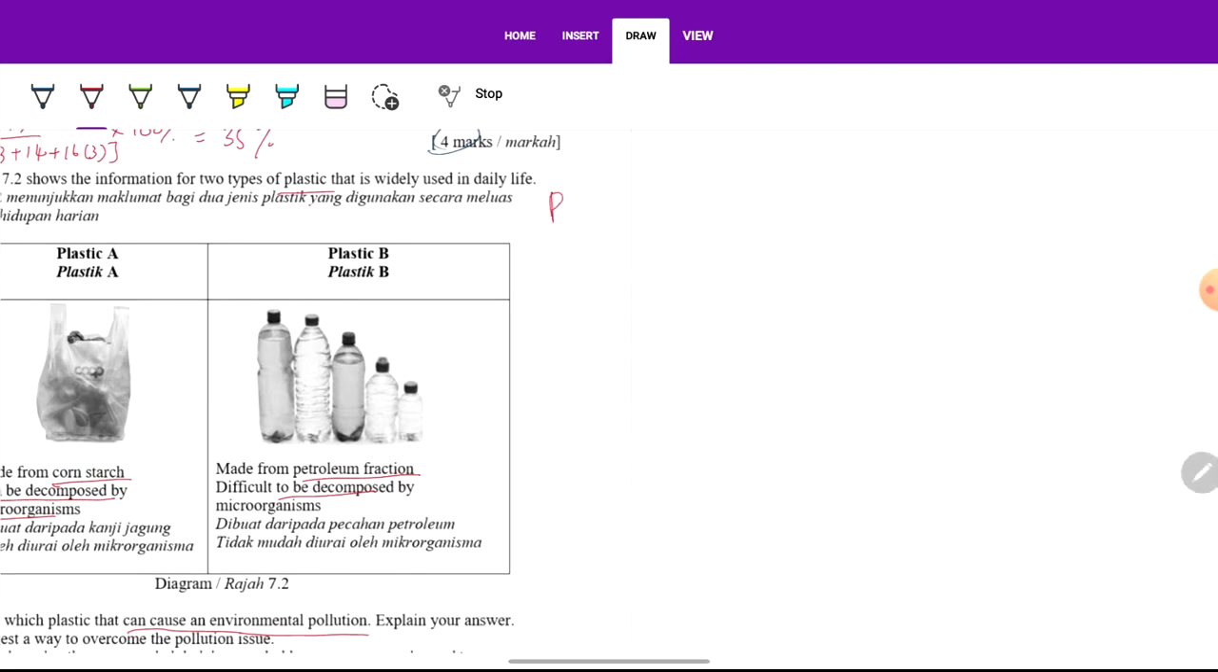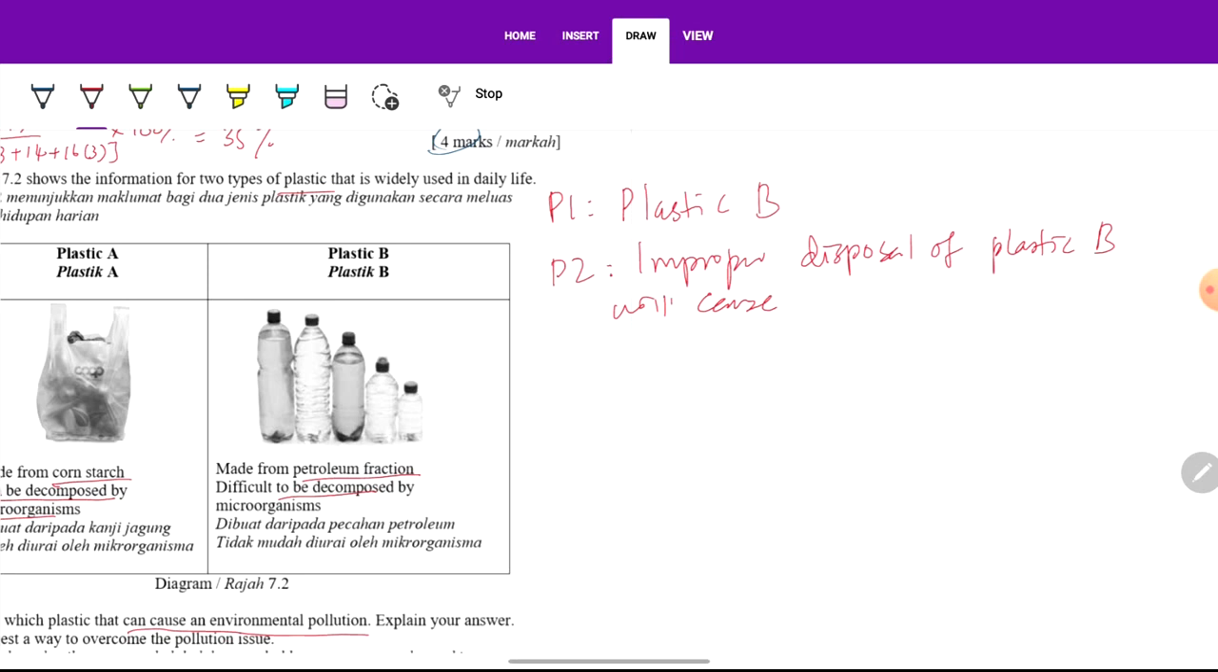So point number one. So plastic B, right? Okay, so point number two. Why? So improper disposal of plastic B will cause blockage of drainage. And then it will cause a flash flood.